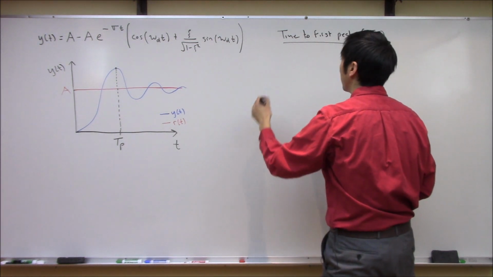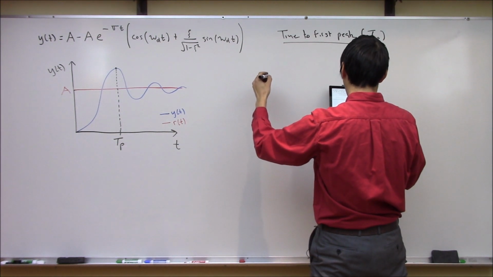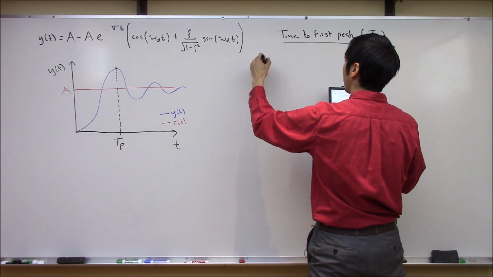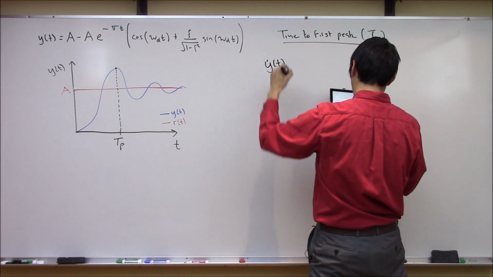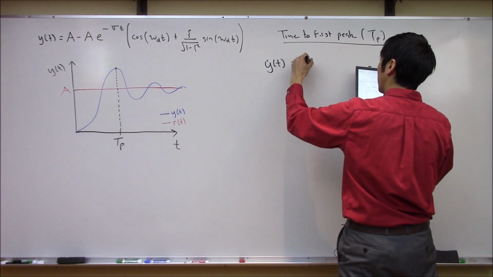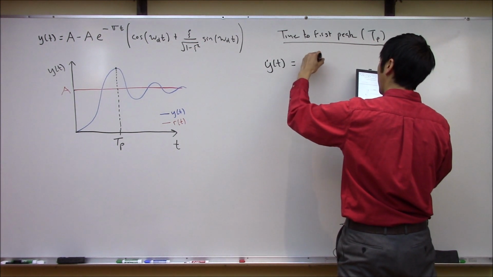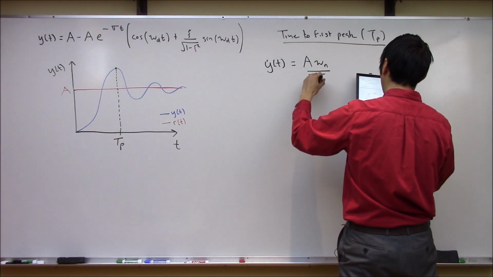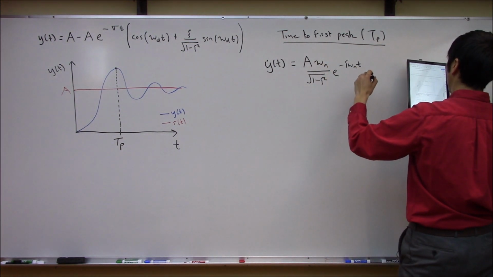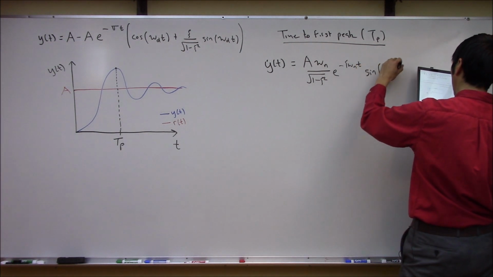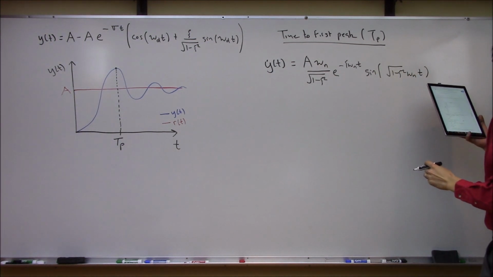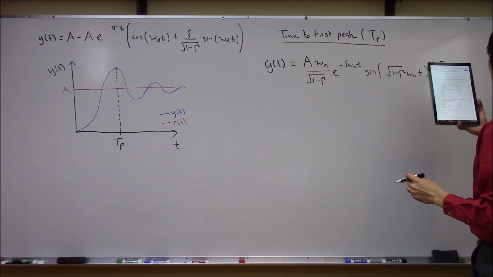If I go ahead and take the derivative of that thing, you're just going to have to take my word for it, because I don't want to do it all by hand here. But basically y dot of t can be rewritten as A times omega n all over square root of 1 minus zeta squared, e to the minus sigma omega n t, times sine of square root 1 minus zeta squared omega n t. That is what we end up with here.